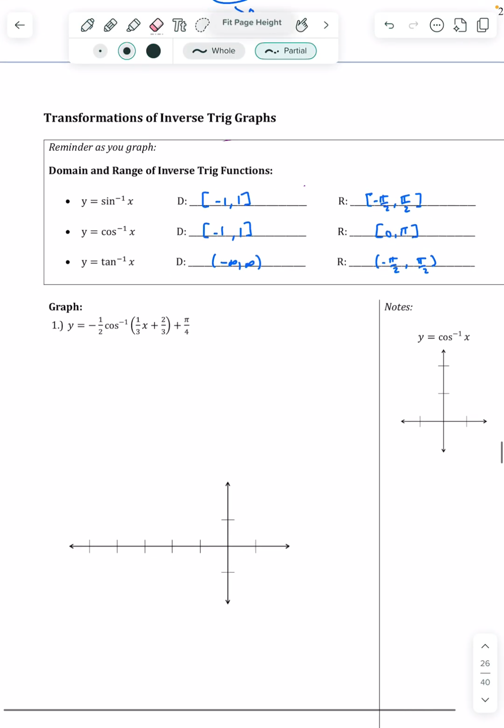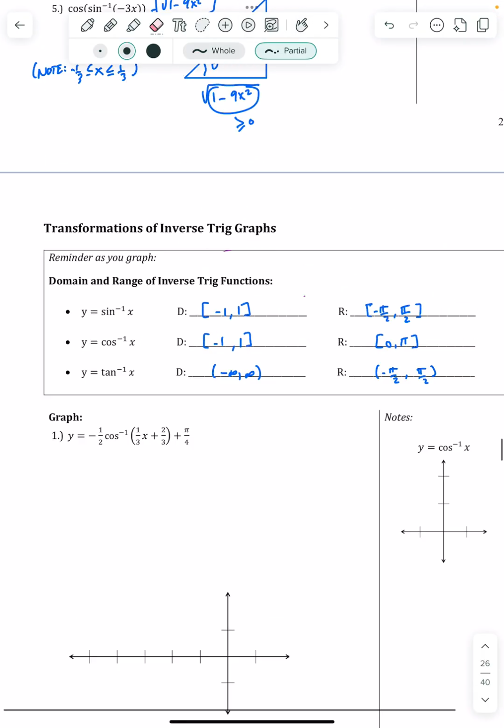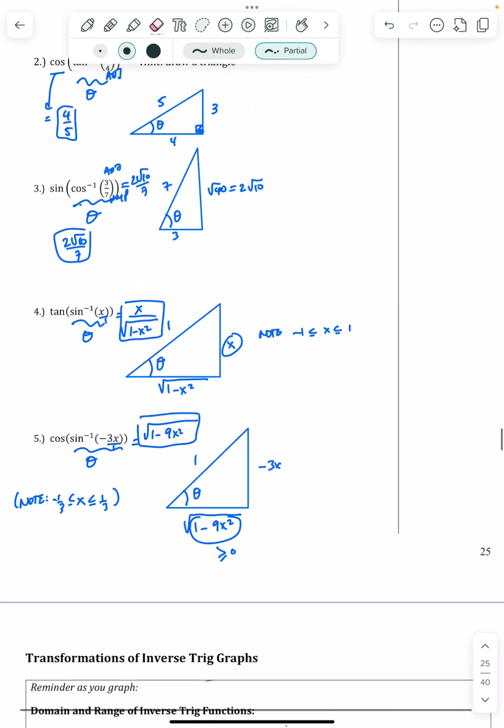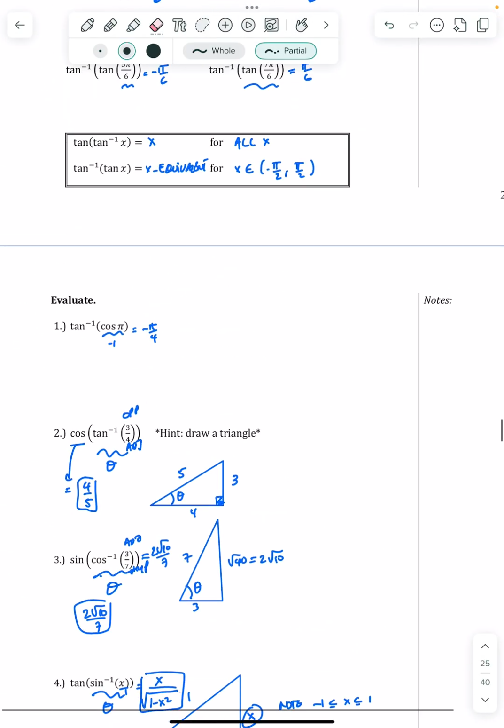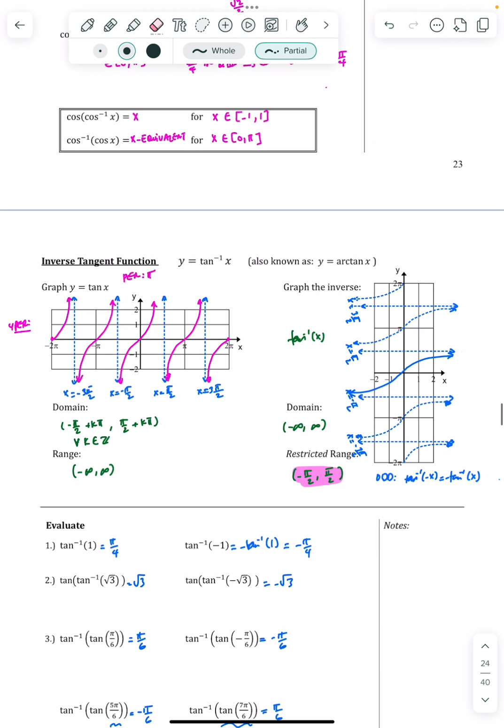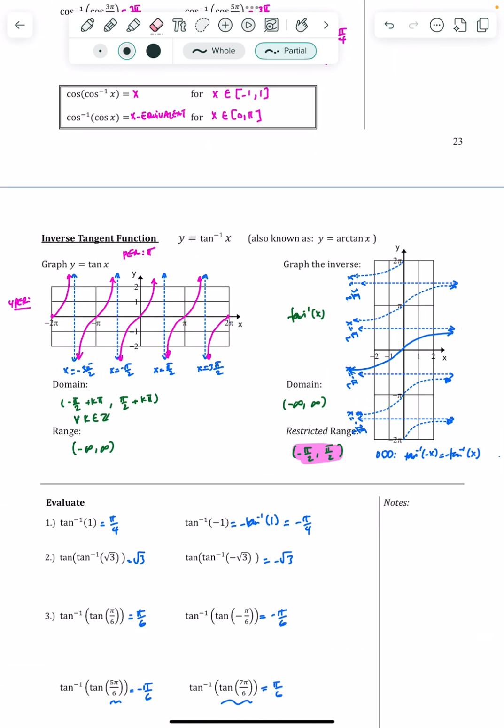Now the second part is graphing. We will address that in the next video. I hope you enjoyed this video and that it helps solidify your understanding of graphing functions, specifically trig and inverse trigs.